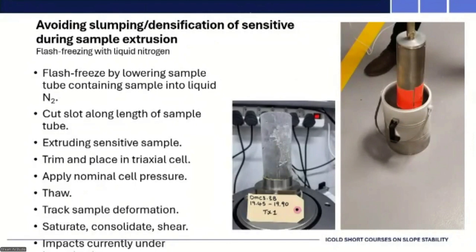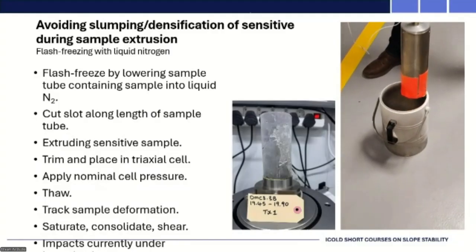So we usually cut a slot in the Dames-Moore sample tube. This is not a Dames-Moore sample tube. Then it can be extruded, and it is much more forgiving in terms of handling compared to a sample that you extrude from in an unfrozen state. So that is the process.